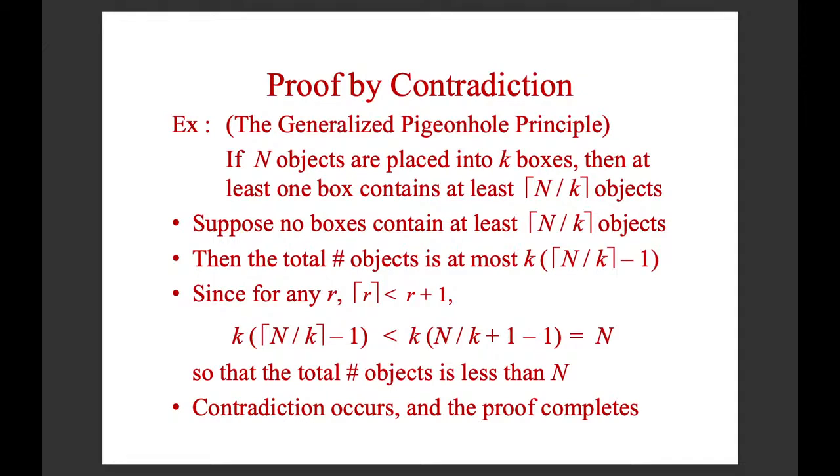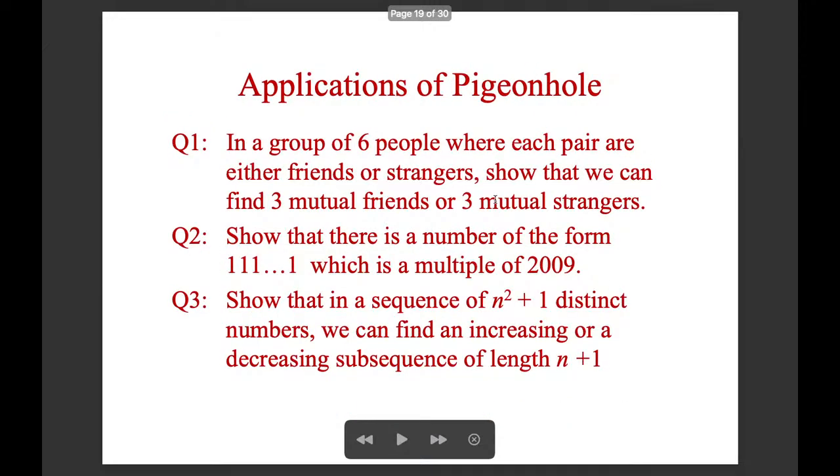Okay? So originally we have n objects and we want to put them into k boxes. On average, we have n over k objects in each box, but n over k may not be an integer. In such a case, we can claim that at least one of the boxes will have the ceiling of n over k objects. Now the pigeonhole principle is a very easily shown result, but it can have a lot of amazing consequences.